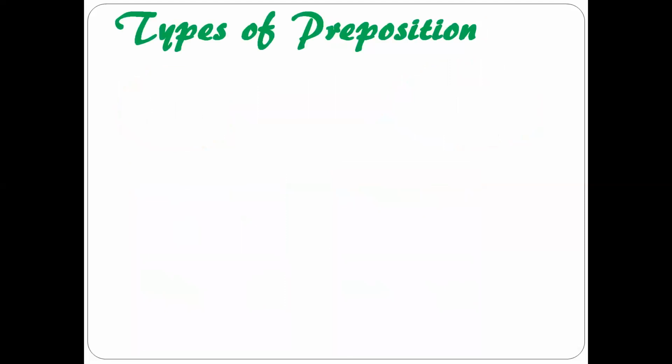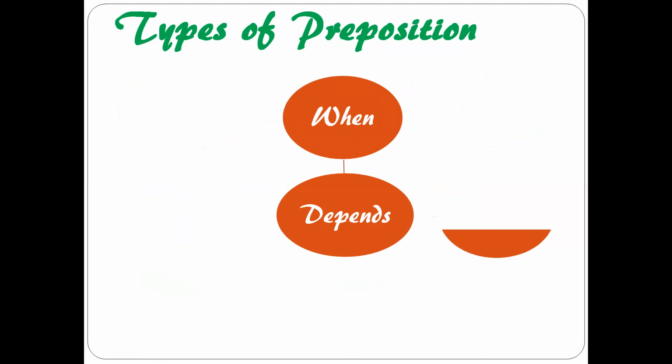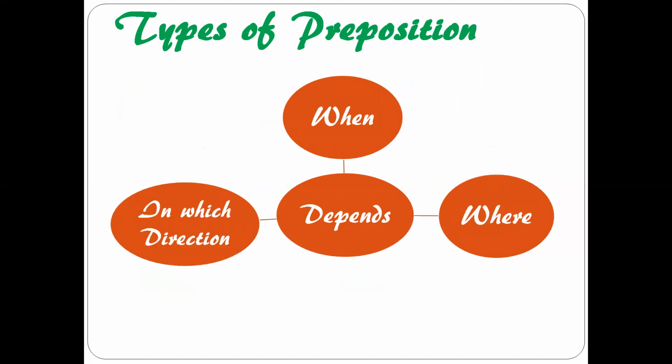Now, what are the types of prepositions that we use? Types of prepositions depend upon three things: when, where, and in which direction. So when is depicted with the preposition of time. We have prepositions like in, at, on, before, after, by, since, etc. to depict time.